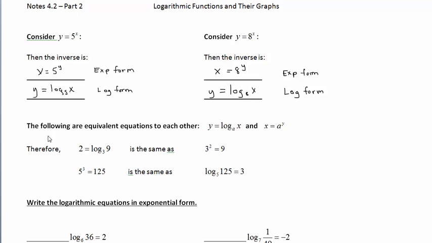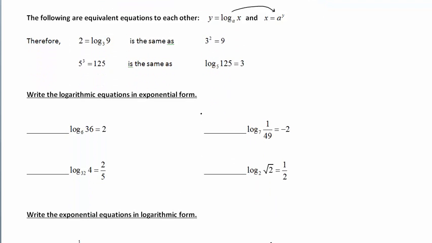All right, continuing. The following are equivalent equations to each other. y equals log base a of x and x equals a to the y. Notice that we can look at this equation right here and change it quickly to the exponential form by locating the base of a, taking it to the y power, and setting it equal to x.